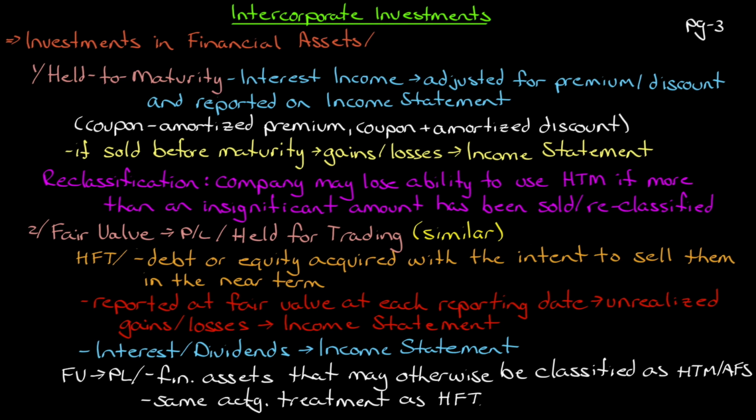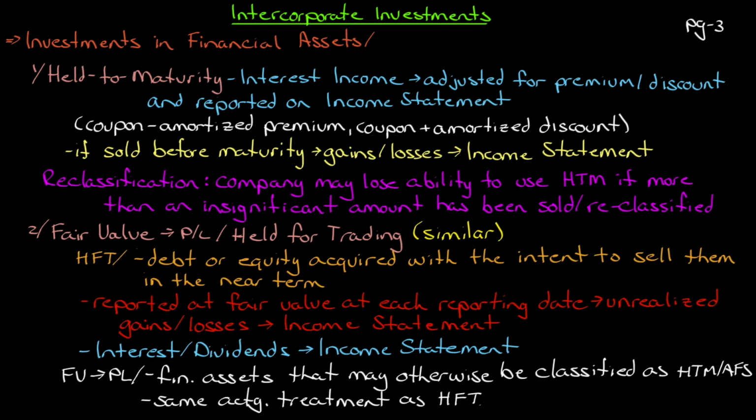So let's look at something called reclassification. Reclassification means that we have a held-to-maturity security and we say, you know what, we don't want to call it this anymore. Let's put it in one of the other classifications, or we sell it. That's called a reclassification. The company may lose the ability to use the held-to-maturity category if more than an insignificant amount has been sold or reclassified. So typically, once a security is called held to maturity, a company is very reluctant to do anything but hold it to maturity, because if it reclassifies too much of it, as it says here, more than an insignificant amount, it will lose the ability to use that category.